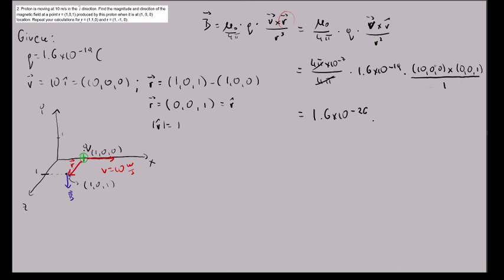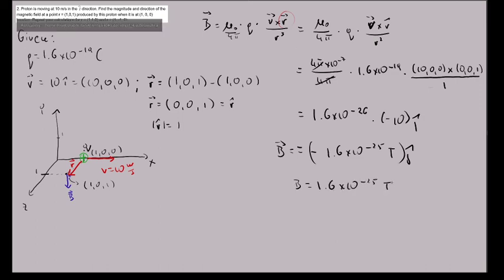And then times, when you do x crossed with y, let's see, what do you get? You get minus y, so this should just be minus 10 j hat, and that gives us minus 1.6 times 10 to the minus 25th Teslas j hat. All right, and of course this would be the magnetic field B at this location. Note that it does point in the negative y direction, negative j, and if I want to find the magnitude of B, it would just be 1.6 times 10 to the minus 25th Teslas.